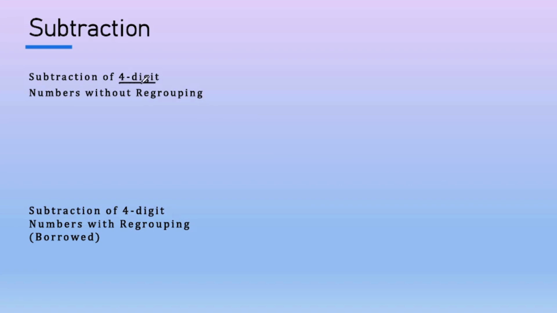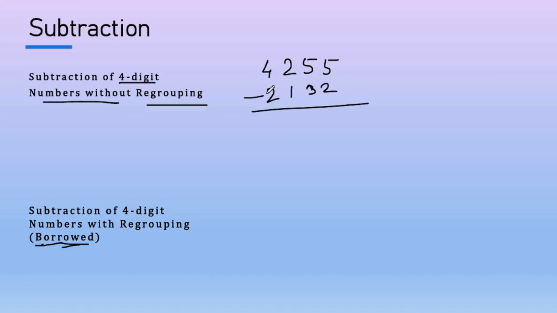Subtraction of 4-digit numbers without regrouping. Here also, in addition there is a concept of carry forward. In subtraction there is a concept of borrow, right? So we'll do both. Let's subtract two numbers, 4255 and 2100, right? This you have to subtract.